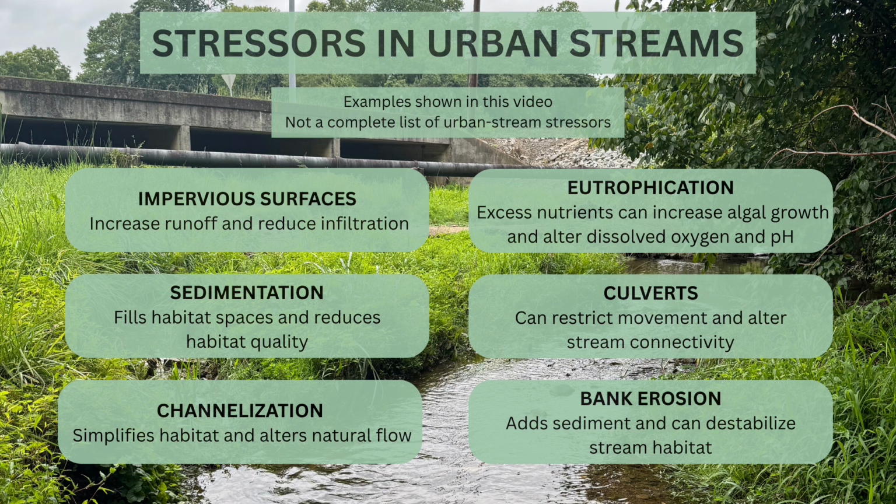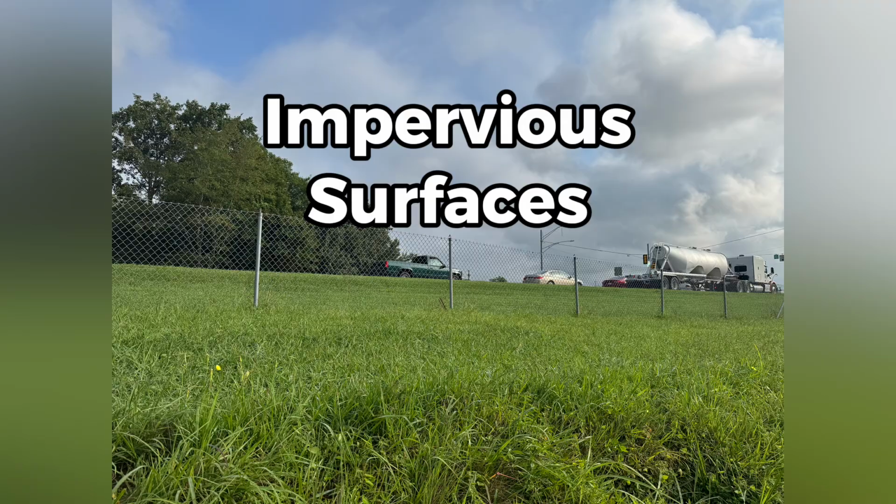Later in the video, we will walk through a culvert and observe how this can serve as a barrier to fish movement. Downstream, we will see an example of bank erosion.